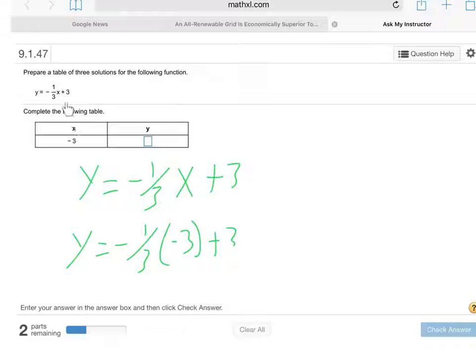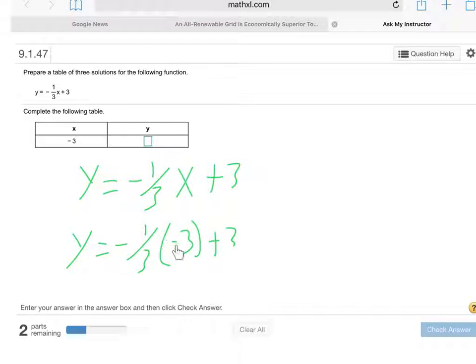You want to find values for this table. So you're given y equals negative 1/3 x plus 3. You're given this equation. You're told x is negative 3. Your job is to find y. So here's the equation, and I'm substituting in negative 3 for x. And now I want to do the arithmetic here, and I think from your email you're just having a little trouble with this part here.